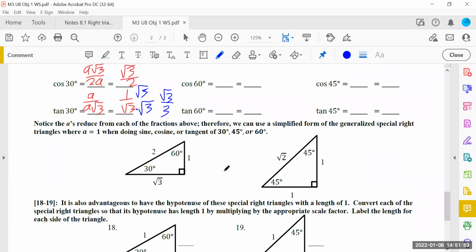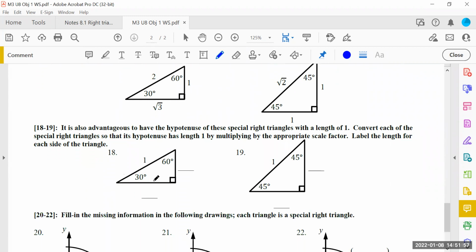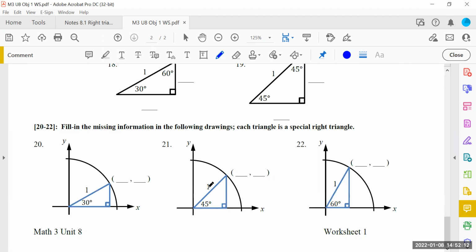Here are the perfect or the special right triangles that you should have memorized. You're using those then to try to find these two. You're going to have to divide how these two triangles have been shrunk down from these two. So how do I go from a 2 to a 1? Whatever I did there, that's what I'm going to have to do to the other two sides. Put those in.